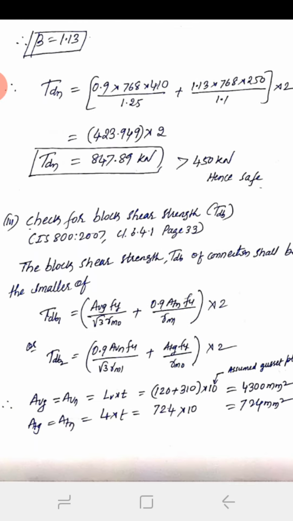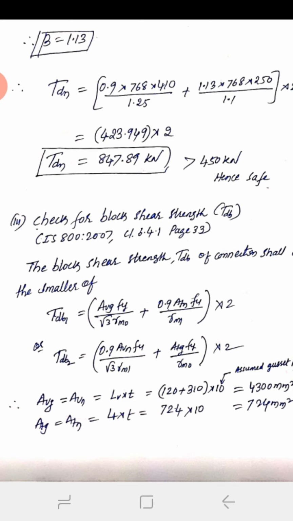Then check for block shear strength. Again, I refer to IS 800 2007, clause 6.4.1, page 33. Calculate TDB1 and TDB2 like the earlier case. Again, as I told, since you are designing a double angle, you have to multiply it by 2. That is a change.